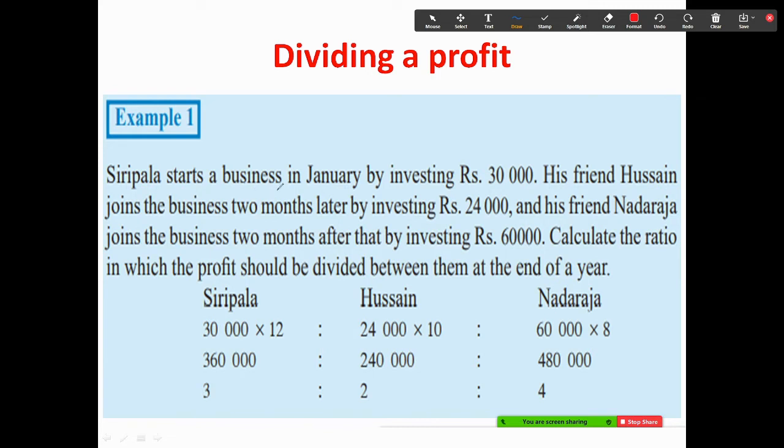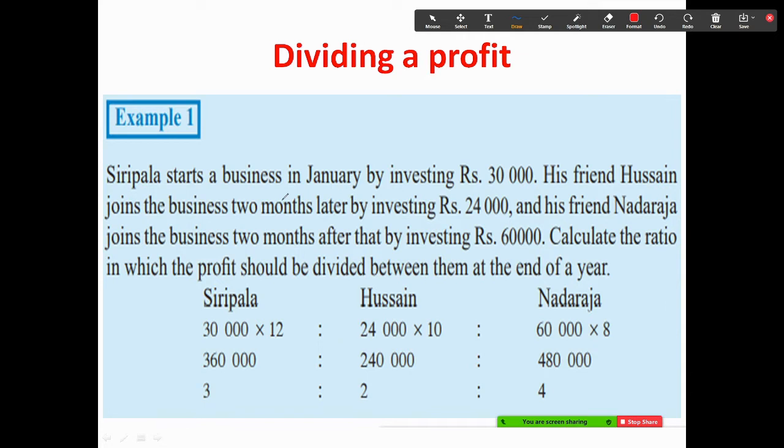Siripala starts a business in January by investing 30,000 rupees. His friend Hussein joins the business 2 months later by investing 24,000. And his friend Nadaraja joins the business 2 months after that by investing 60,000 rupees. Calculate the ratio in which the profit should be divided between them at the end of the year.